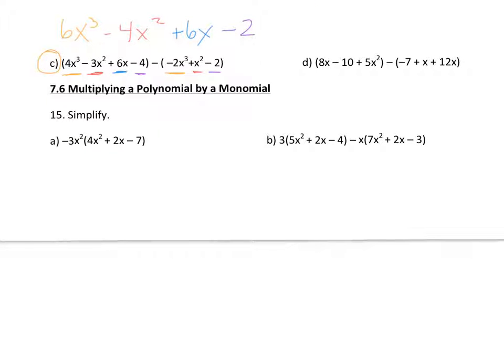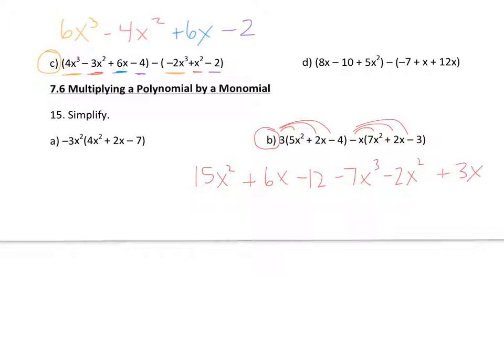7.6 says multiplying a polynomial by a monomial. So let's look at under 7.6, question B. I'm first going to distribute the numbers that are in front of my parentheses. So I get 15x squared plus 6x minus 12 minus 7x cubed minus 2x squared plus 3x.